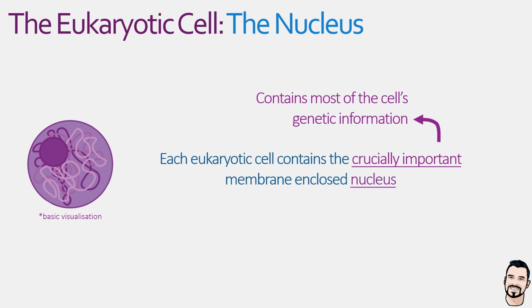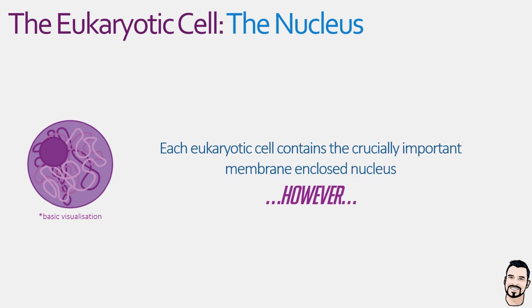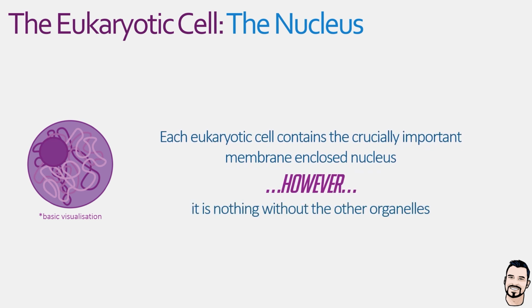Now, in general terms, it occupies about 10% of the cell's volume, which is quite sizable and can be seen with the right dyes and a light microscope. Now, as I've hinted at, the nucleus is crucially important to the proper functioning of the eukaryotic cell. However, whilst the nucleus is important, the eukaryotic cell requires all other membrane-bound organelles and cellular components to function effectively.